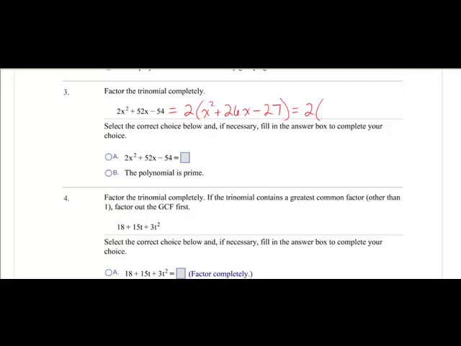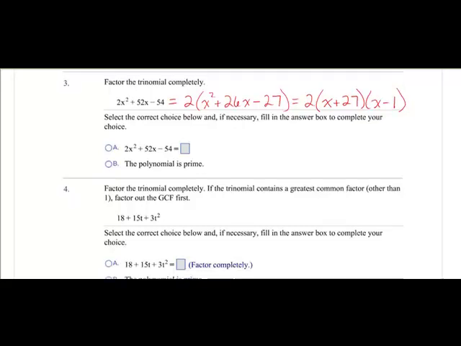I need to figure out what numbers multiply to make negative 27, but when I add them I get positive 26. Well, then that would be x plus 27 and x minus 1, because 27 times negative 1 is negative 27, but 27 minus 1 is 26. And there's my answer for number 3. That one was pretty quick.